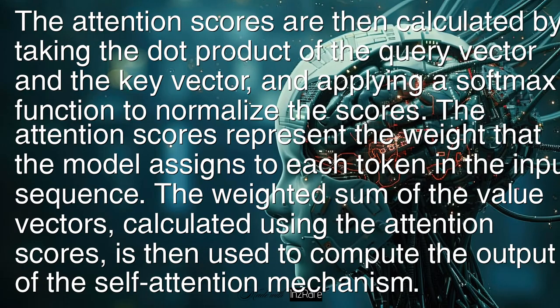The attention scores are then calculated by taking the dot product of the query vector and the key vector and applying a softmax function to normalize the scores. The attention scores represent the weight that the model assigns to each token in the input sequence. The weighted sum of the value vectors, calculated using the attention scores, is then used to compute the output of the self-attention mechanism.